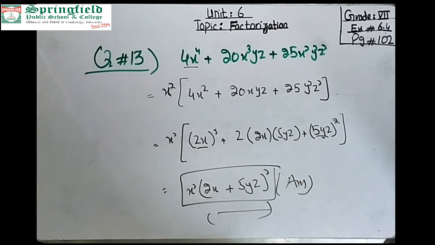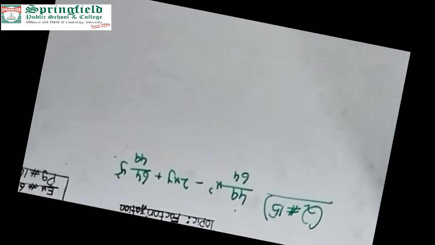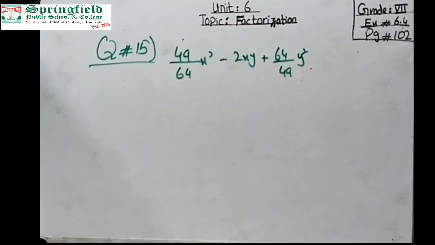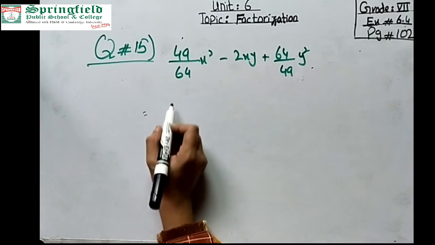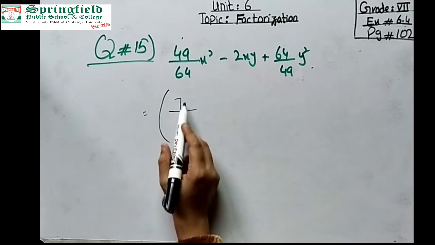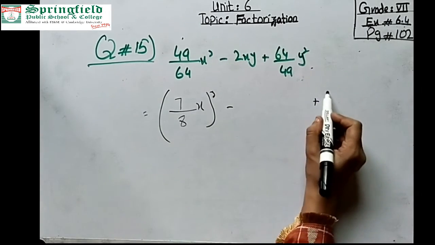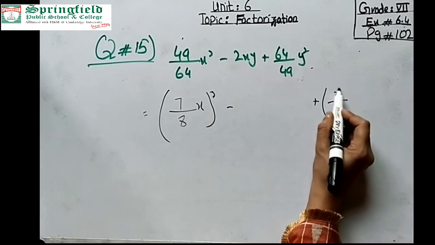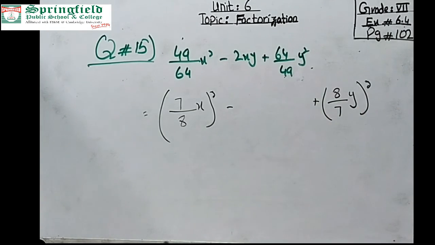Okay, now come on to question number 15. Now question 15: 49 divided by 64 x square minus 2xy plus 64 divided by 49 y square. Fine? Okay, look here. 49 is the square of 7 and 64 is the square of 8. So it can be written 7 by 8x whole square, minus, and then write out the last term. 64 is the square of 8 and 49 is the square of 7, so it can be written 8 by 7y whole square.